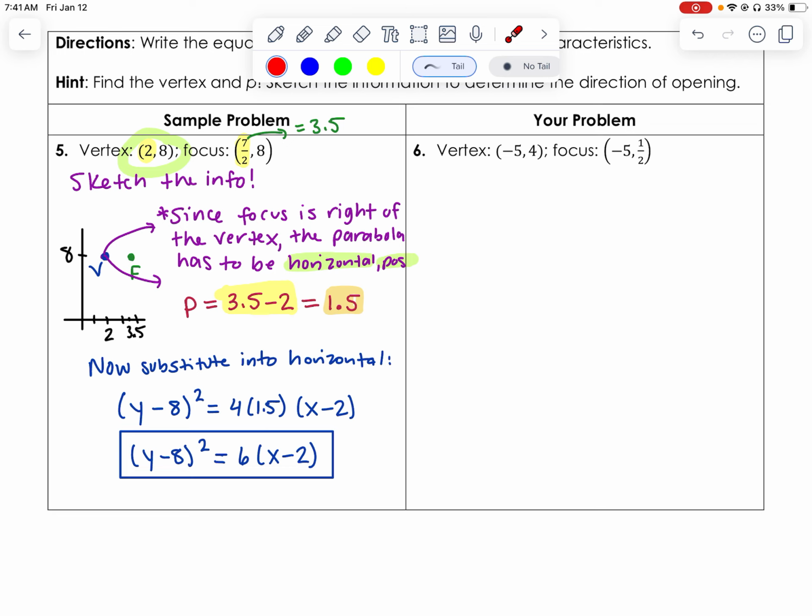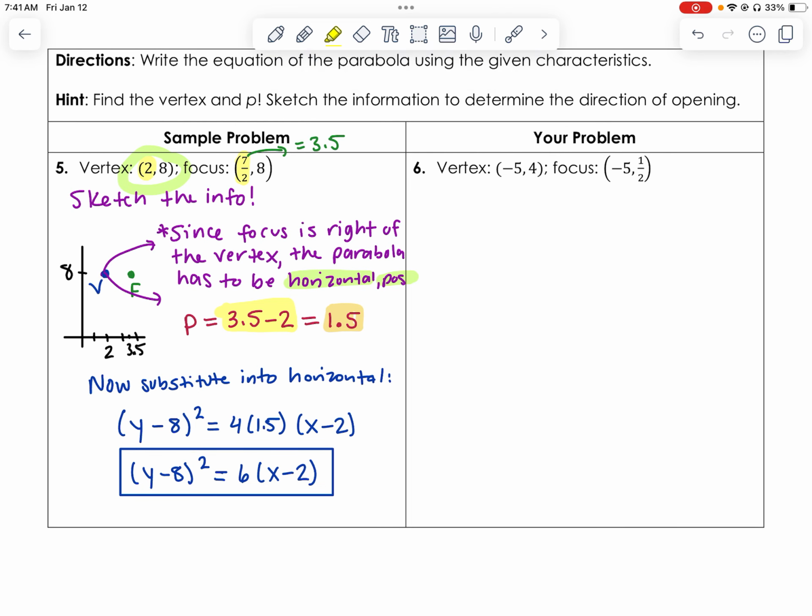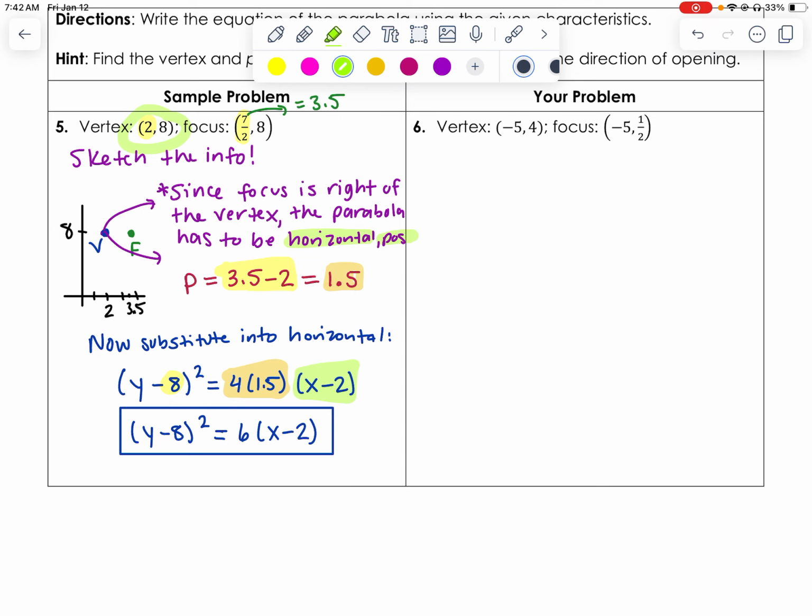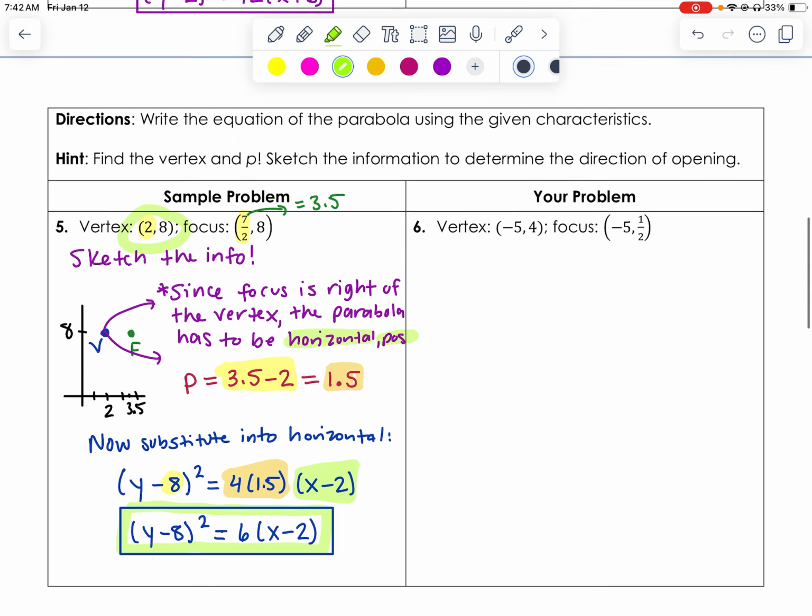That gives us, using the horizontal equation, again, I'm not going to scroll up, but we are pairing that off. It goes y minus k. K is the y value of the vertex, so that's 8. Y minus 8 squared equals 4p, so 4 times 1.5. And then x minus h. H is the x value of the vertex, which is 2. When we simplify, 4 times 1.5 is 6. So that gives us our final answer of y minus 8 all squared equals 6 times x minus 2.